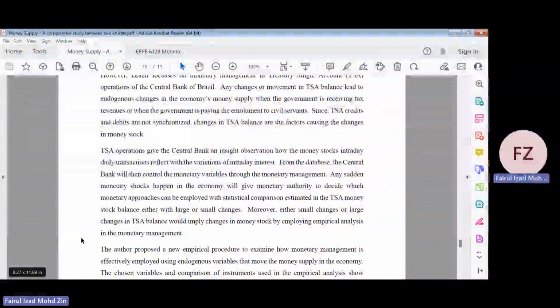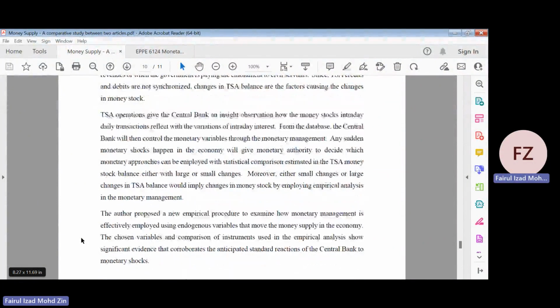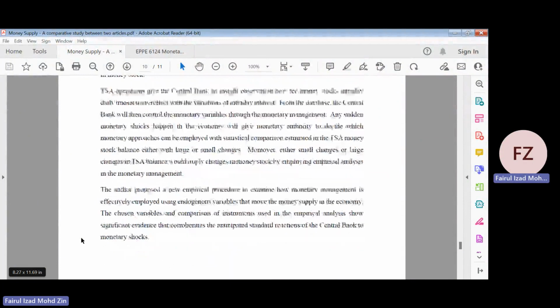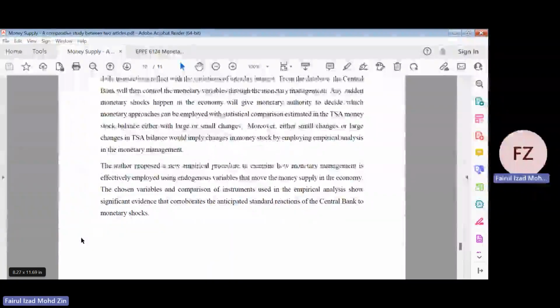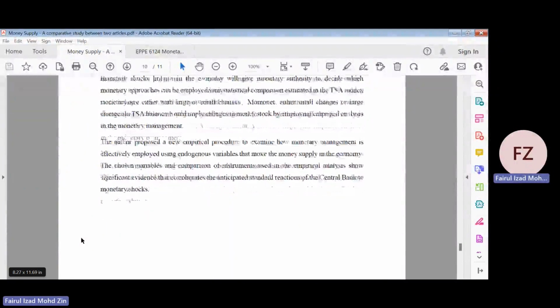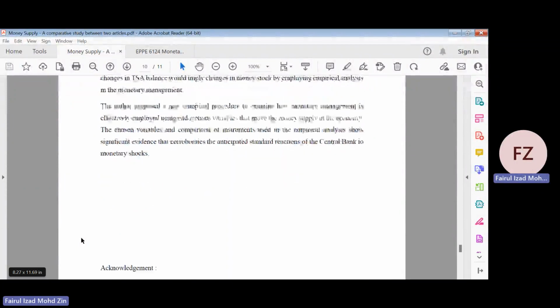Moreover, either small changes or large changes, the TSA balance will imply changes in money stock, by employing empirical analysis and monetary management. The author proposed a new empirical procedure to examine how monetary management is effectively employed using endogenous variables that move the money supply in the economy. The chosen variables and comparison instrument used in the empirical analysis show significant evidence that corroborates the anticipated standard reaction of the central bank to monetary shock.